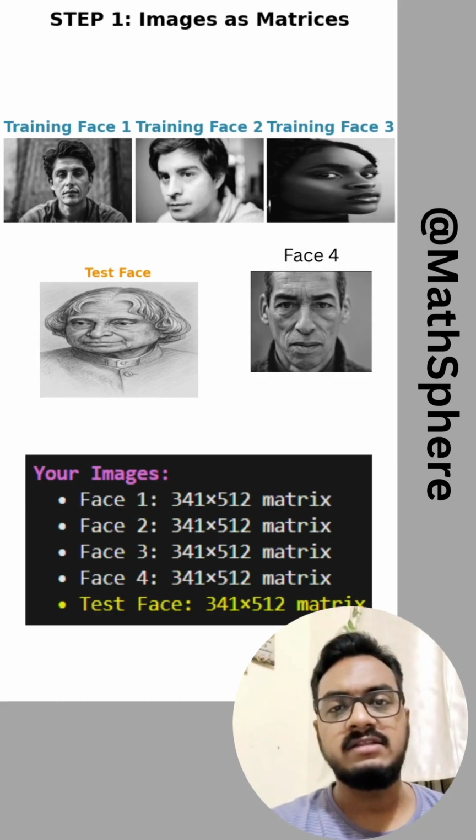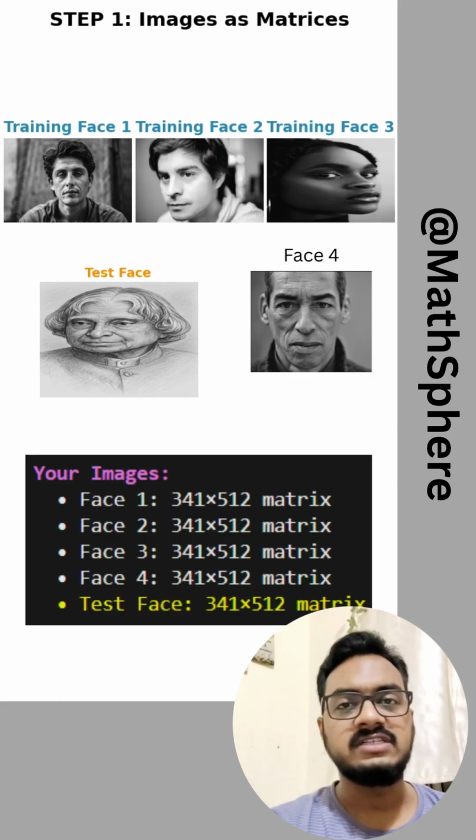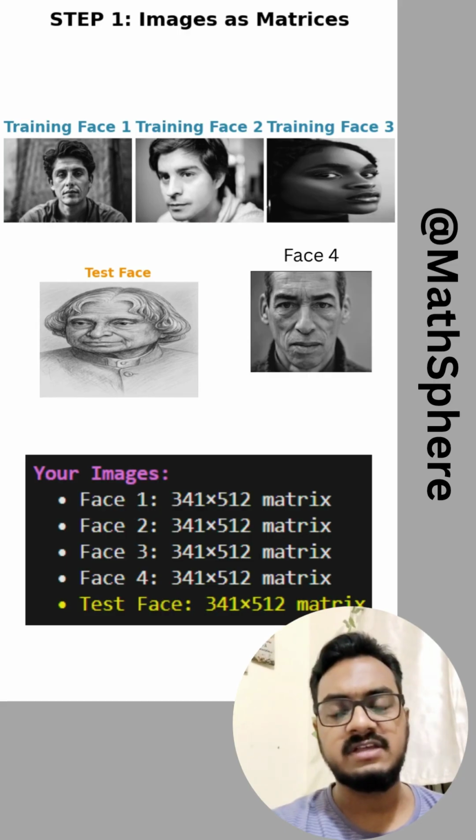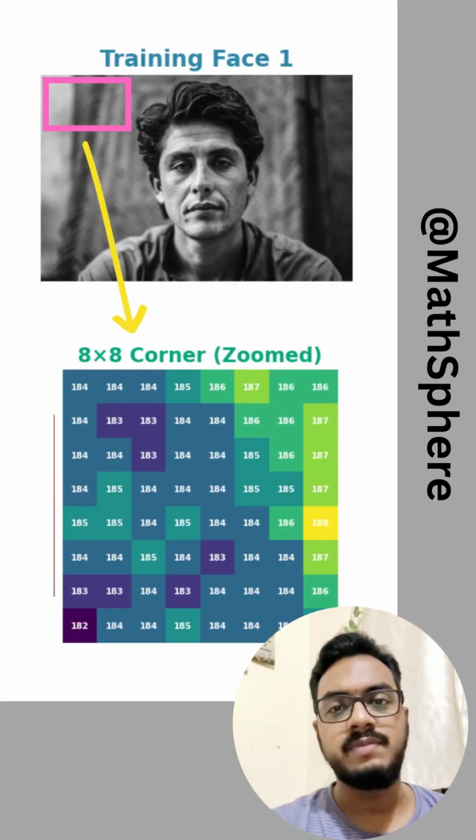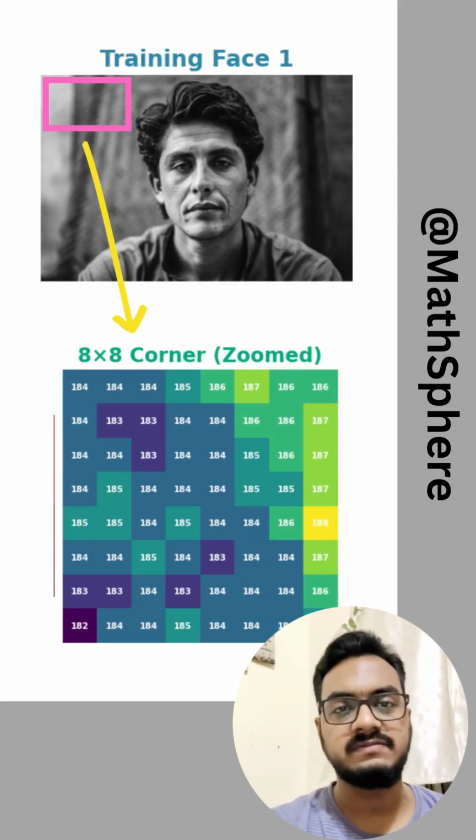So we have this one image you can see here, 5112 by 341 pixels. So overall we will have a matrix which will contain almost 175,000 numbers per face. In this example we will be using 4 faces and one testing face to match against the 4 faces.